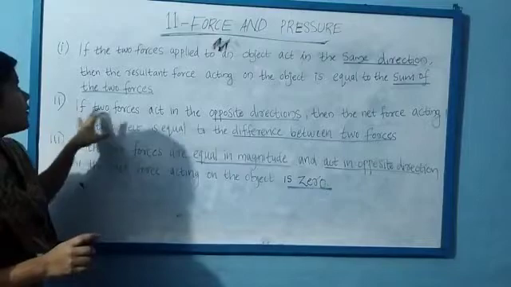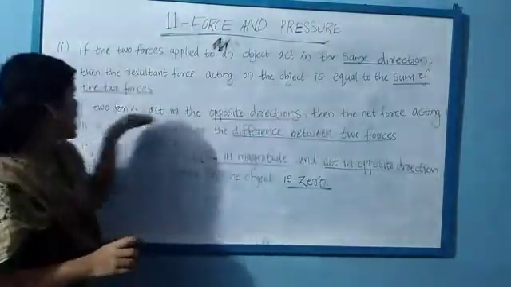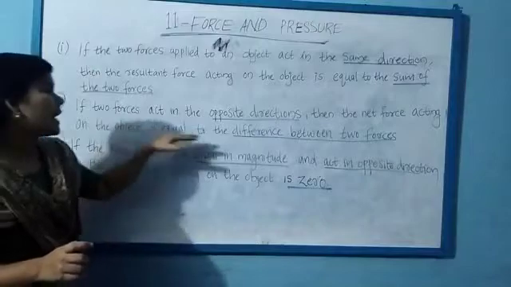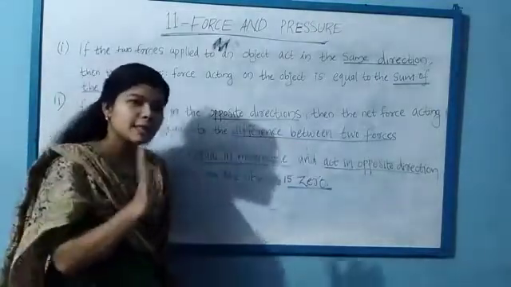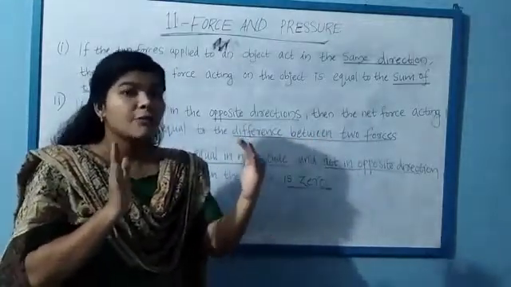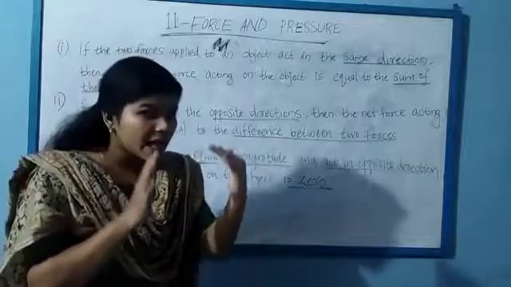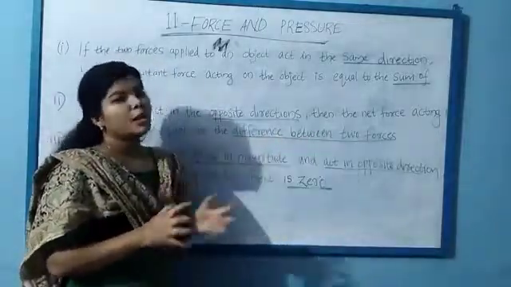And second one, if two forces act in the opposite direction, then the net force acting on the object is equal to the difference between the two forces. You are applying a force in this direction and your friend is applying a force in this direction. Then the force acting on the body is equal to the difference between the two forces.